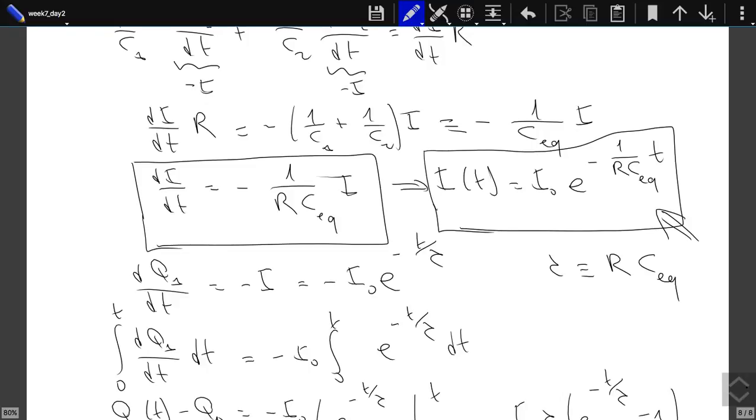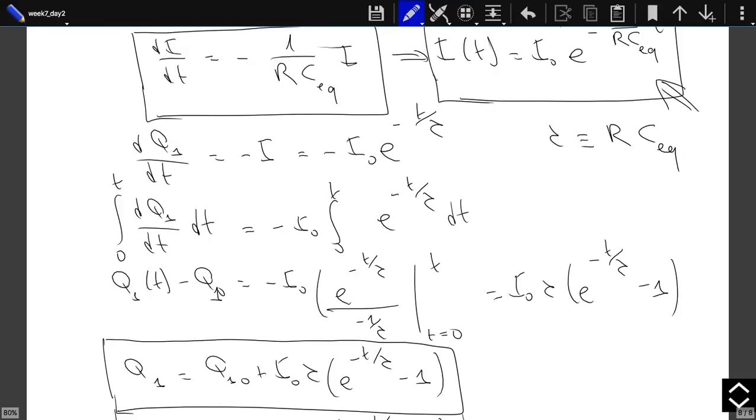What I did was a trick. I integrated both sides over time from t equal to 0 to the final time t. Now, why did I do that? Well, the left-hand side is the integral of a total derivative. I can integrate it. It just gives me q1 at time t minus q1 at time t equal to 0. The right-hand side is an exponential function, which is easy to integrate. If you evaluate the integral of this exponent, this is what I did. So this is what q1 is.